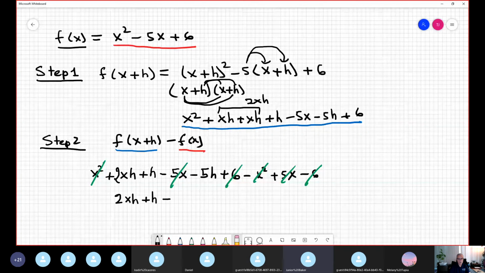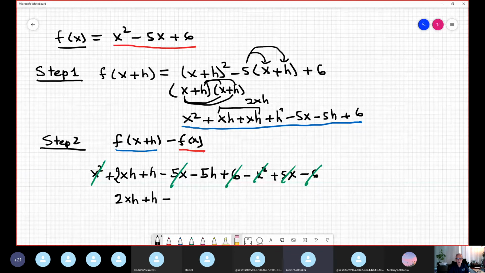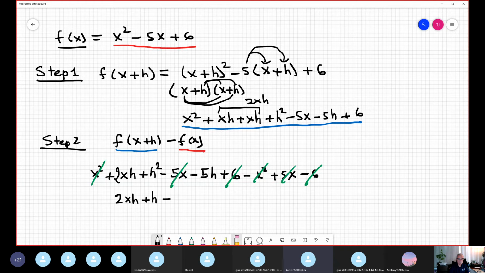minus 5, no? Wait. I made a mistake. Yeah, I made a mistake here. Look, this is h squared. h times h is h squared. I suppose I forgot something. Minus 5. You see my mistake? When you apply FOIL, h times h is h squared. I forgot that one. I put only one h. No good. And those are the final step.